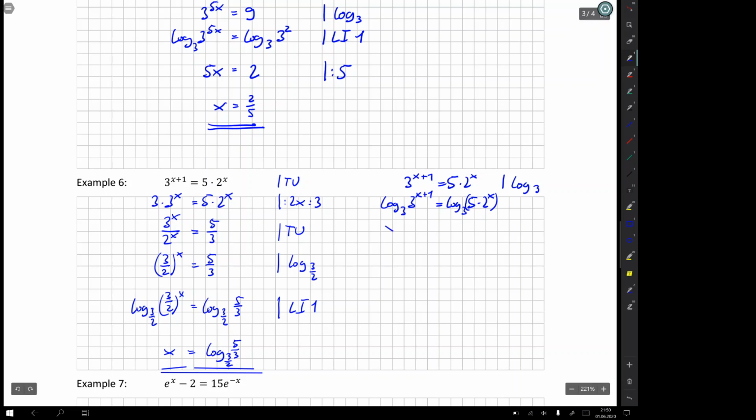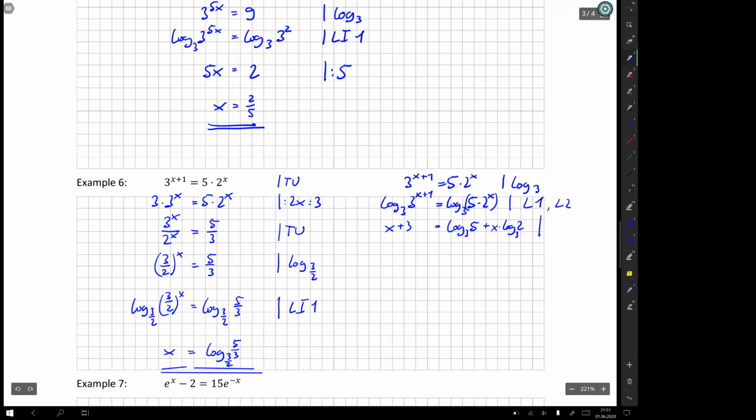Well, the left hand side is just x plus 1, and the right hand side is logarithm of 5 in base 3 plus the logarithm of 2 to the power of x using the laws of logarithms. Laws of logarithms, which the 1, L1, plus, and then let's use immediately the L2, because logarithm in base 3 of 2 to the power of x is just x times the logarithm of 2 in base 3.